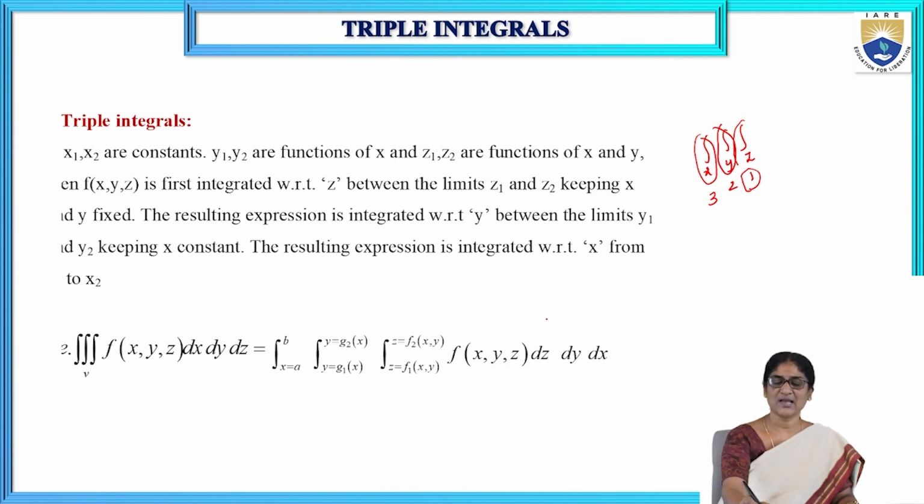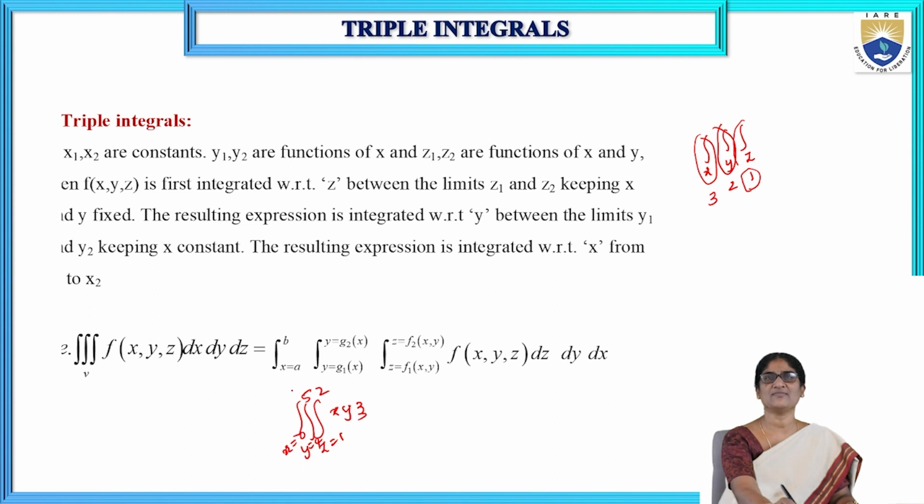Suppose I give an example. Suppose the triple integral of x, y, z, where z is from 1 to 2, y is from 4 to 5, and x is from 0 to 1. If this is the given equation, then all three are independent of each other, and z can be done first because it is the inner integral, and then y, and then x.